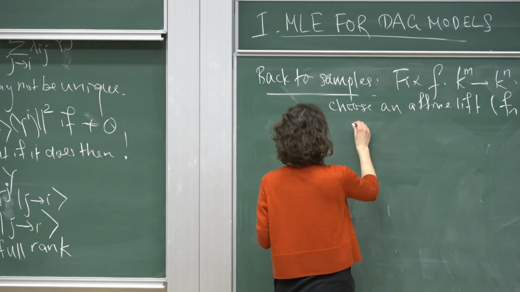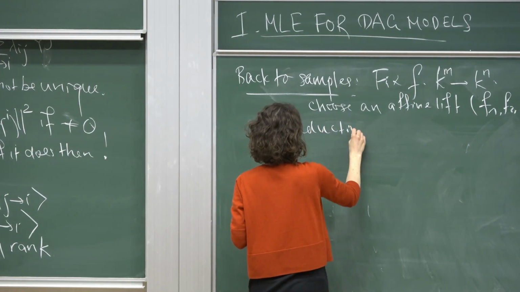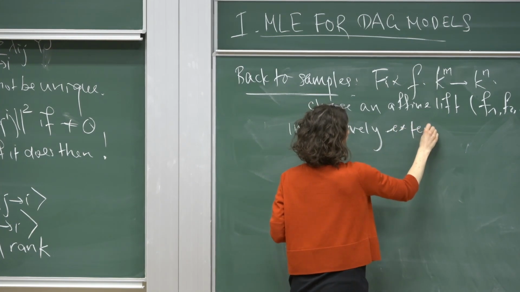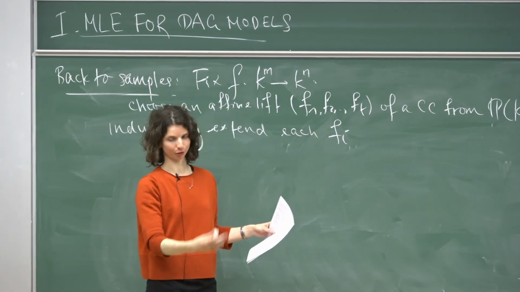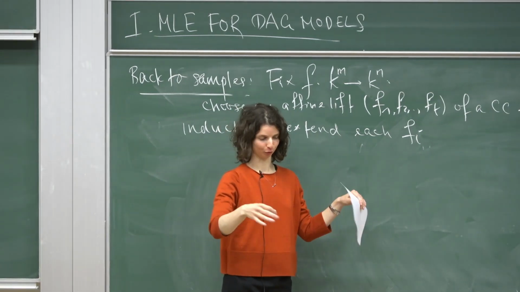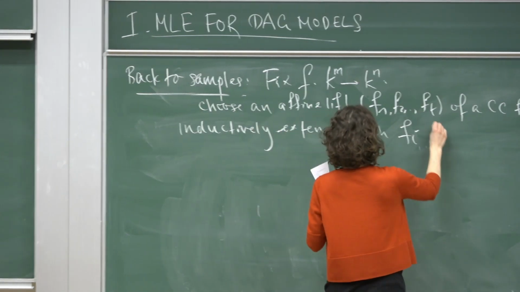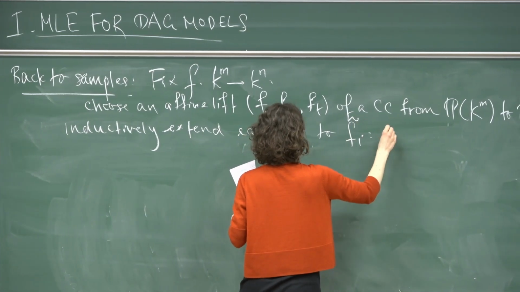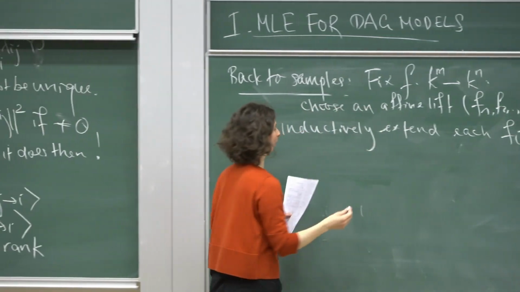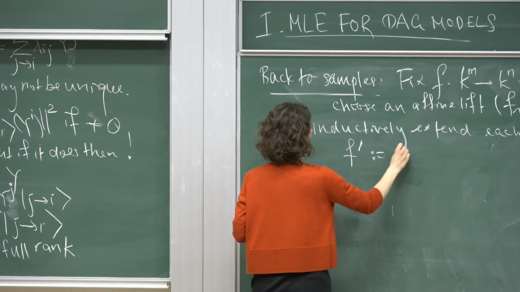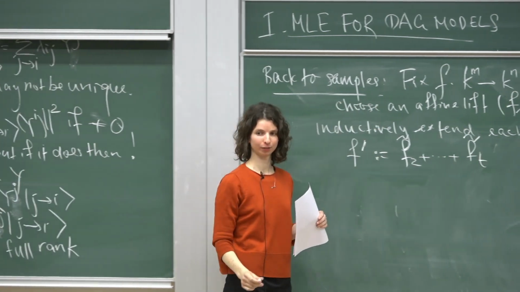It's not difficult to do. You just inductively extend each Fi, which is a map from the kernel of the preceding one to the co-kernel of the preceding one, and you use the standard inner products on both sides to extend that by 0 to maps Fi tilde from Km to Kn. And then let's just add them all up. So let's define F prime to be F2 tilde plus up to Ft tilde.